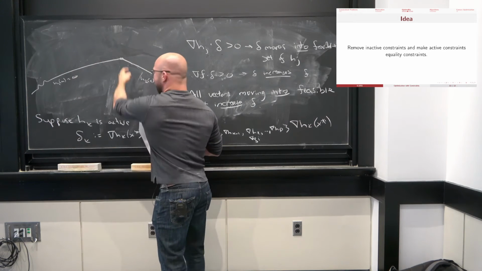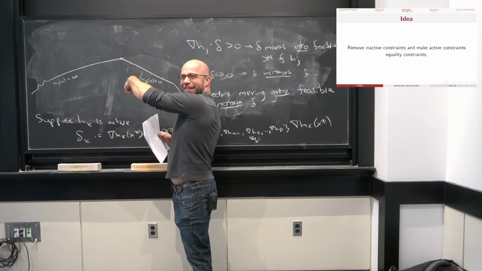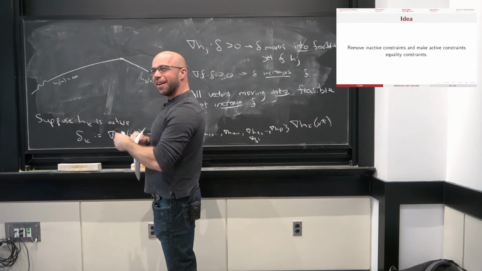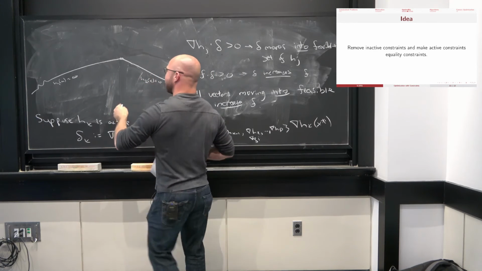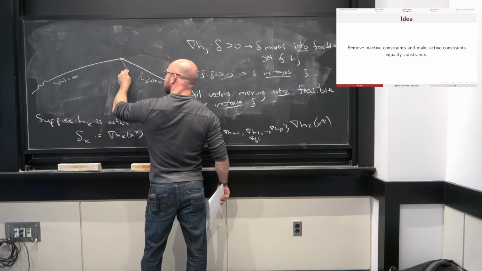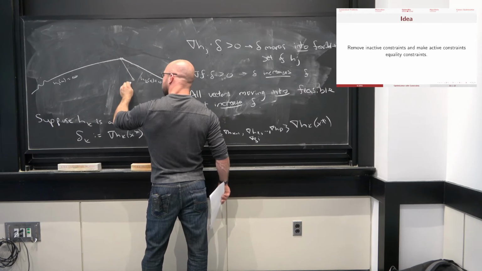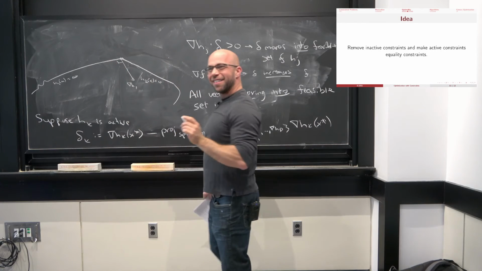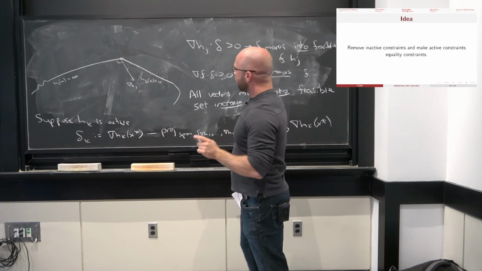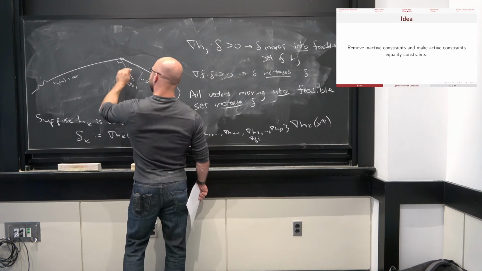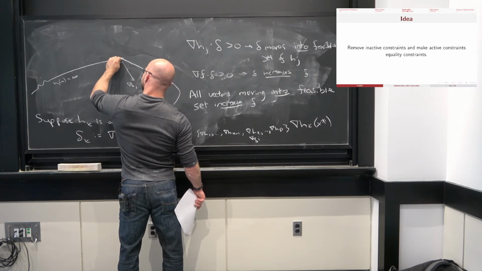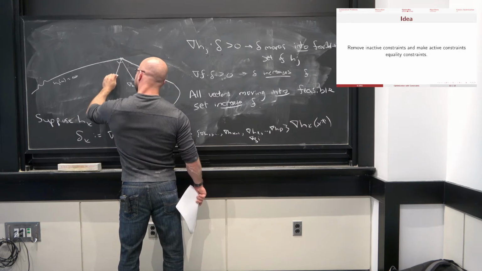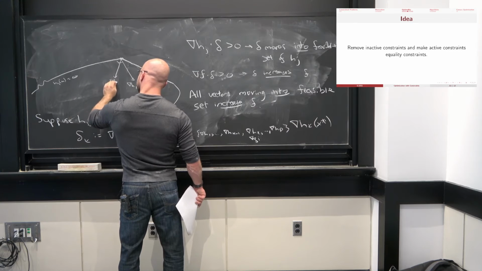The gradient of H1 has to point into the feasible set, right? That's what I got wrong. Remember, the gradient is 90 degrees to the level set. So the gradient of H1 is that, and there's a 90-degree angle there. Okay? What is the gradient of H2? Well, similarly, it's kind of like this vector here. Okay?